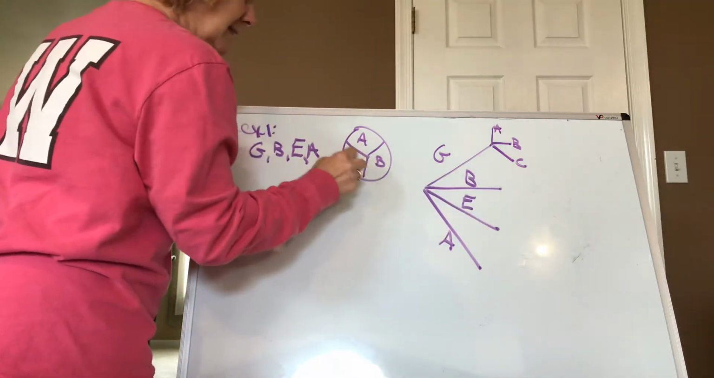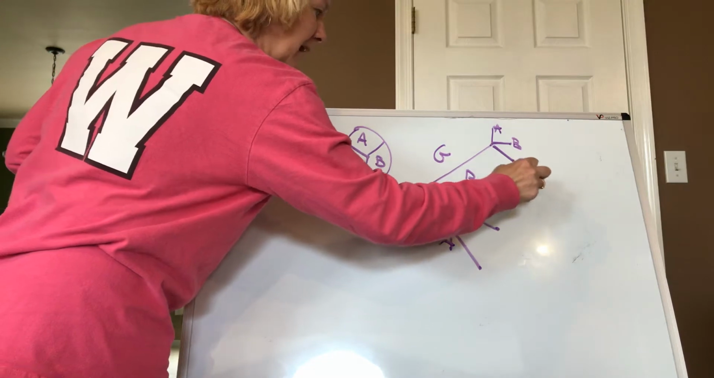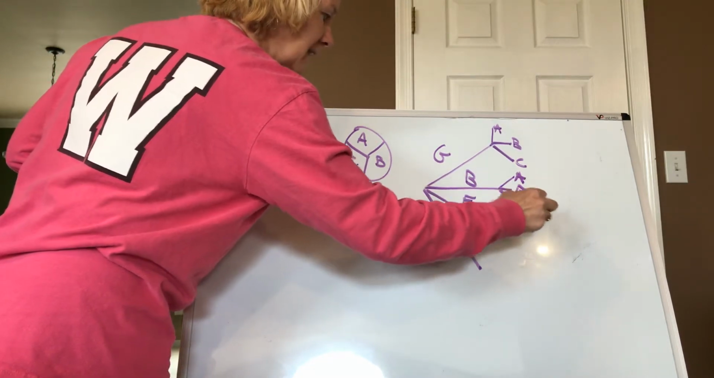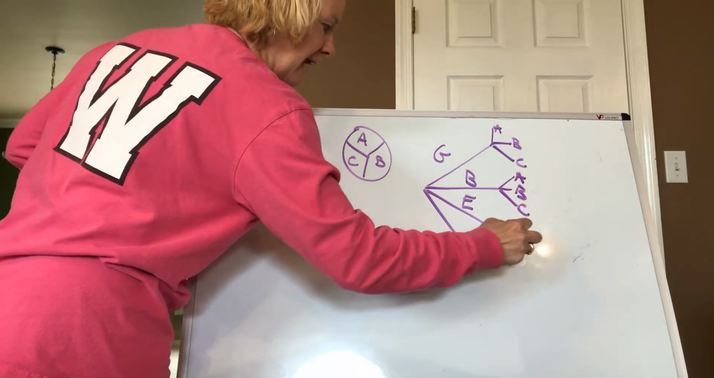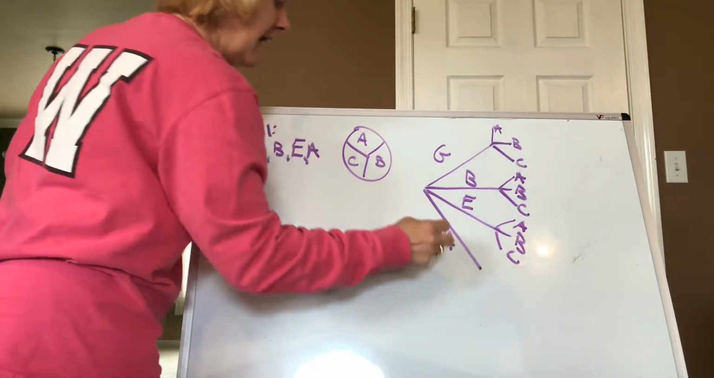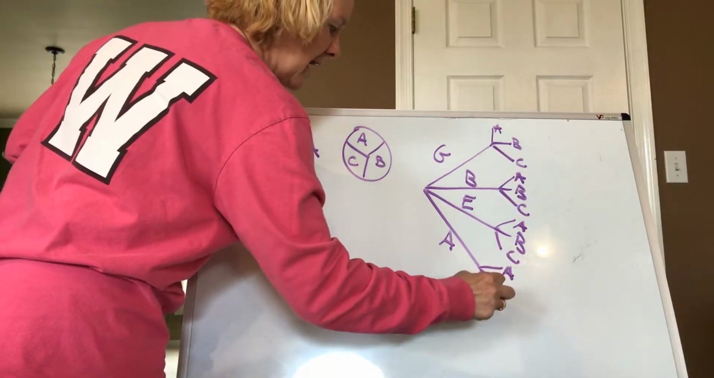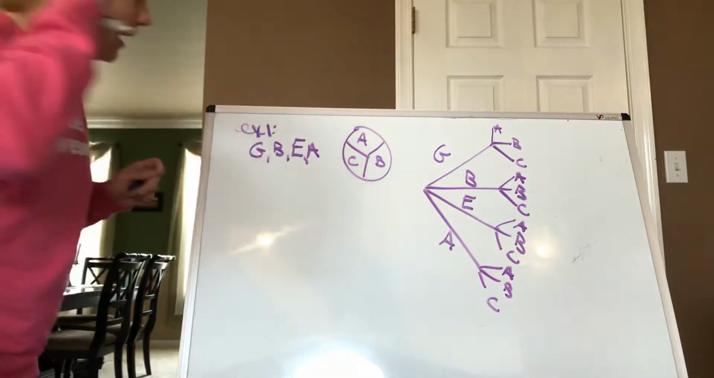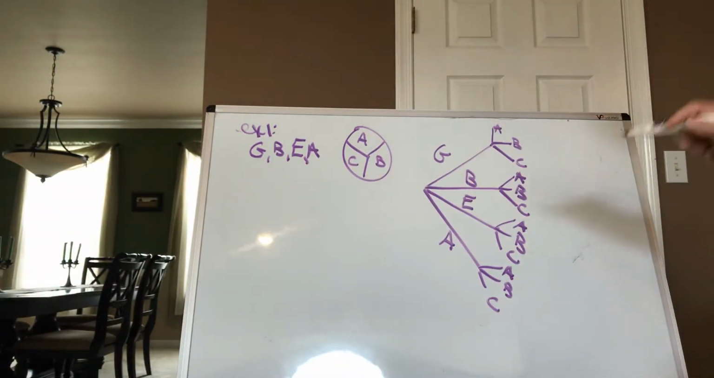Again, if I pick a B from the tile, I could spin the spinner and get an A, B, or a C. If I pick an E, I could spin my spinner and get an A, B, or a C. If I pick an A from the tiles, I could spin my spinner and get an A, B, or a C. So, I'm going to go over here, and I'm going to write down all of our outcomes.